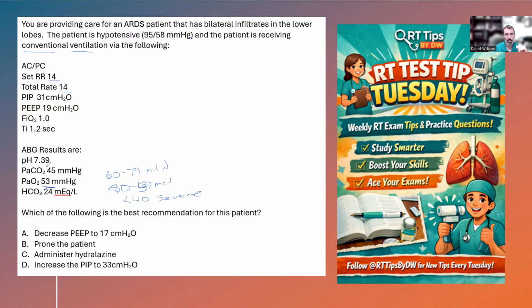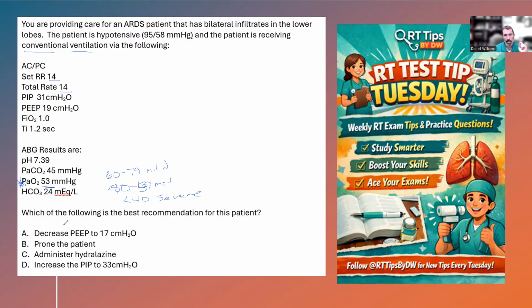But ultimately, if I look at this blood gas, this PaO2 being 53 is what I'm thinking in my mind. I'm led with ARDS. I'm thinking I've got to try to find something that's going to address that oxygenation issue. And we can go through a few other things. So, for instance, if we can remember, which of the following is the best recommendation for this patient?